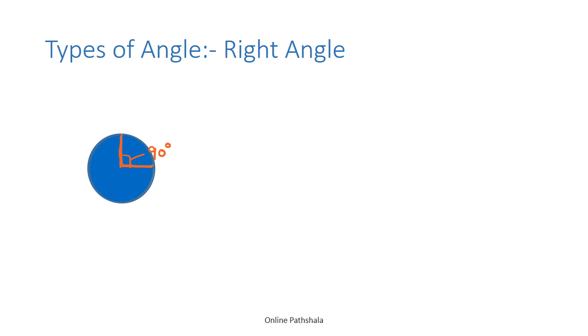The symbol always used to show a right angle is a square, and this shows that these lines are perpendicular. Basically, the turn is always a quarter of a turn. This circle you can divide into 4 parts, and it's one part. It's a quarter of the turn. That is a right angle.